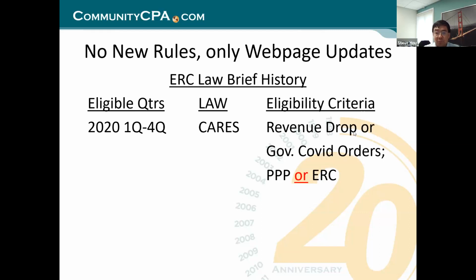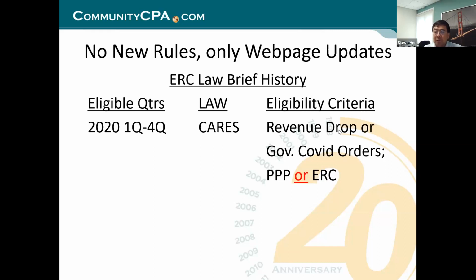One is by revenue drop, or gross receipts. The proper term is a significant decline in quarterly gross receipts compared to the gross receipts of the same quarter in 2019, the pre-pandemic, so-called normal quarter. So these were the quarters in 2019.